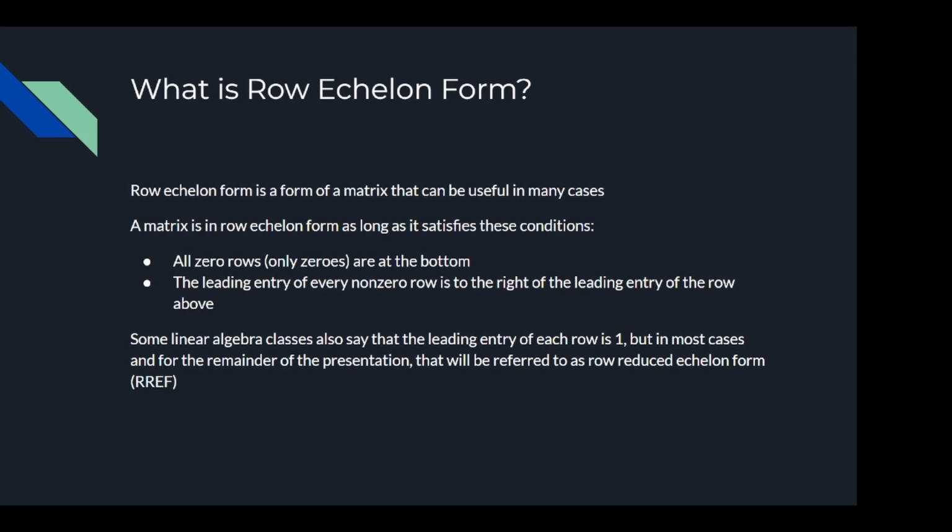So how do you identify if a matrix is in row echelon form? A matrix is in row echelon form as long as it satisfies two conditions: that all zero rows are at the bottom and that the leading entry of every row is to the right of the leading entry above it. And if you don't know, leading entry is just the first non-zero entry. Some linear algebra classes might not distinguish between row echelon form and row reduced echelon form, which we'll call RREF. But for most purposes and ours, row echelon form only requires these two conditions.